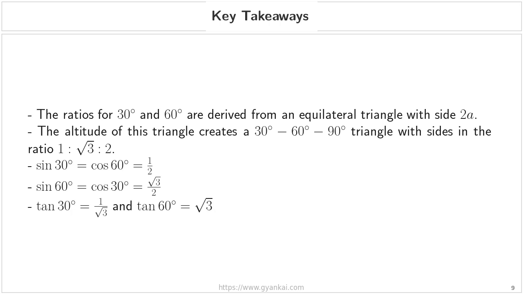Finally, for your tangent values, keep in mind that tangent of 30 degrees is 1 over the square root of 3, while the tangent of 60 degrees is simply the square root of 3. Now that we have worked through the step-by-step derivation and seen how these values apply to real-world engineering problems, let's pause and summarize the key takeaways from today's lesson. As we move to our final slide, I want to highlight a few common pitfalls to avoid when you are working through these problems on your own.